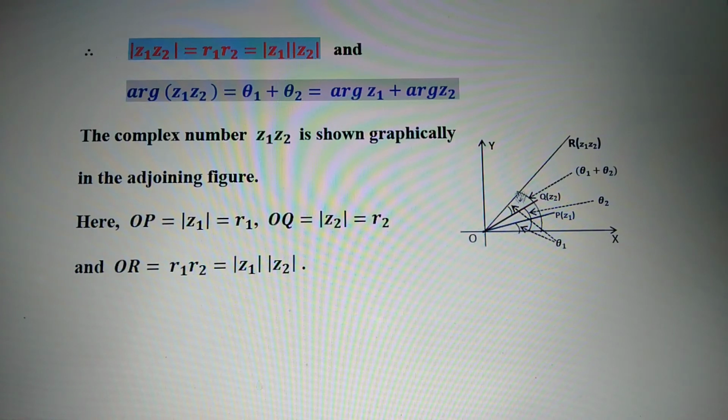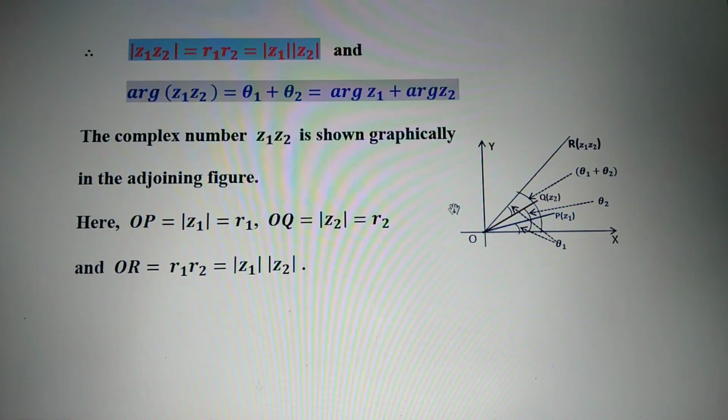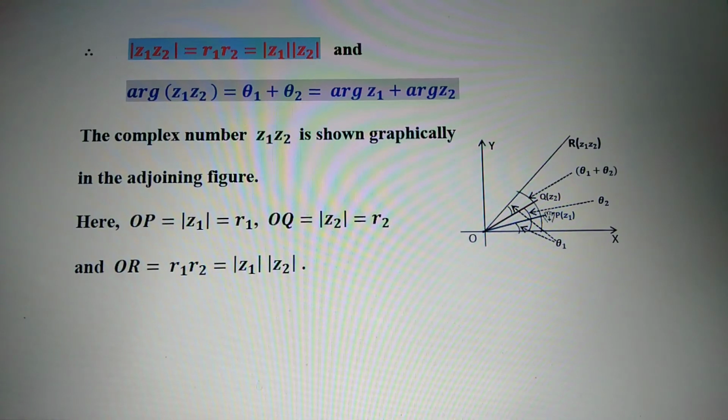So what is this OR? This OR is the product of OP and OQ. That means R1 into R2. If this distance is R1 and this distance is R2, then the distance OR is R1 into R2, and the angle made by OR is theta 1 plus theta 2.